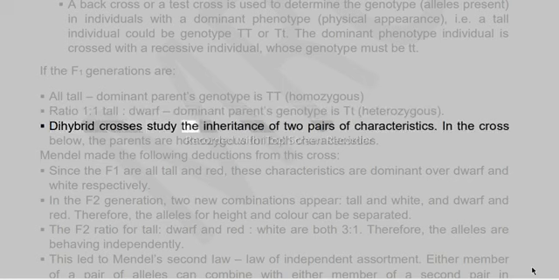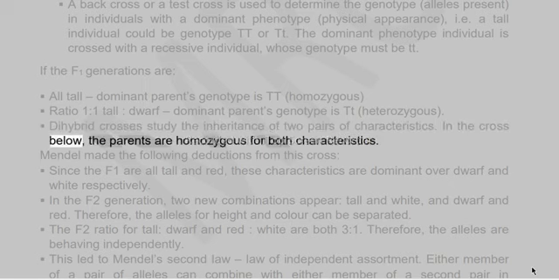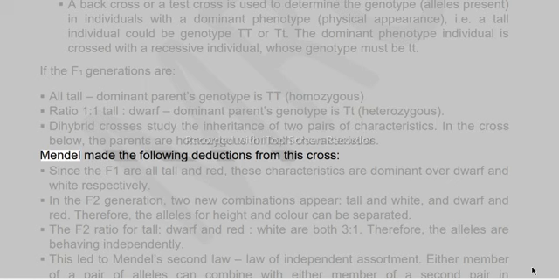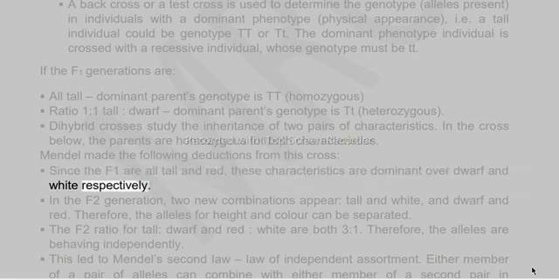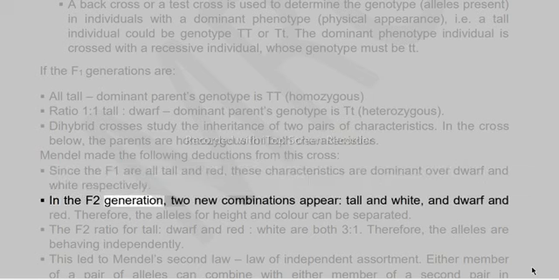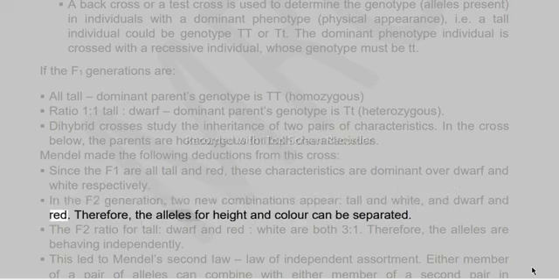Dihybrid crosses study the inheritance of two pairs of characteristics. In the cross below, the parents are homozygous for both characteristics. Mendel made the following deductions from this cross: since the F1 are all tall and red, these characteristics are dominant over dwarf and white respectively. In the F2 generation, two new combinations appear, tall and white, and dwarf and red.